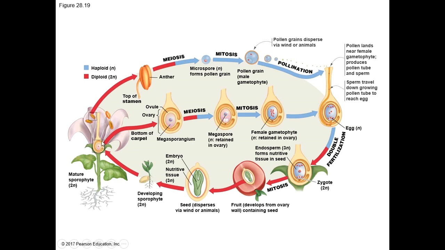So if we zoom in on the bottom of the carpel, this is the female part where we find the megasporangium, and the megaspore is in there, retained in the ovary. We've got our female gametophyte in there, developed microscopically, and we've got eggs in here. So when the pollen goes in, it travels to the egg and it can fertilize the eggs there down in the carpel.